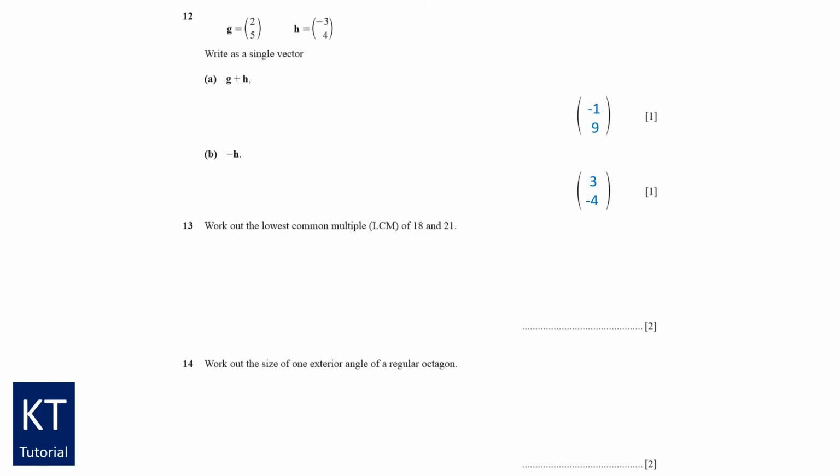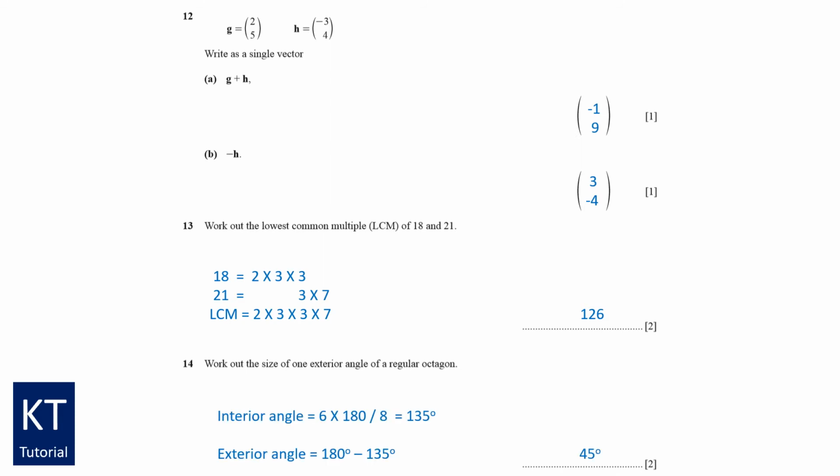Question 13. Work out the lowest common multiple of 18 and 21. We start by expressing 18 and 21 as the product of their respective prime factors. The lowest common multiple is simply the product of non-repeating prime factors. Question 14. Work out the size of one exterior angle of a regular octagon. The interior angle of a regular octagon can be derived from a standard formula. Its exterior angle is 180 degrees minus its interior angle.